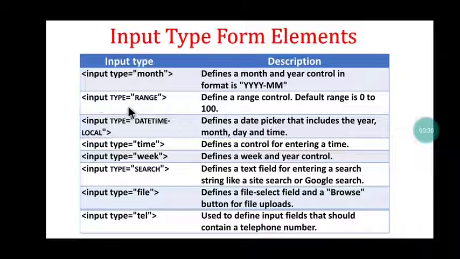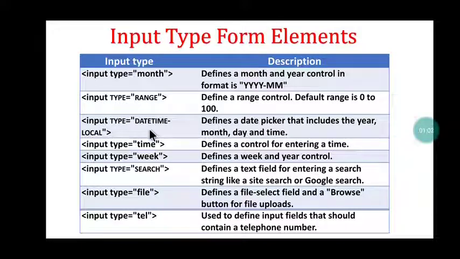The next is input type equal range. It is used to define a range control. Default range is 0 to 100. Input type range you can see on Flipkart or Amazon. There they have given a slider to select the price range of the products. For that purpose we can use input type equal range. On the web page you will get a slider which you can move from 0 to 100, and the number will change.